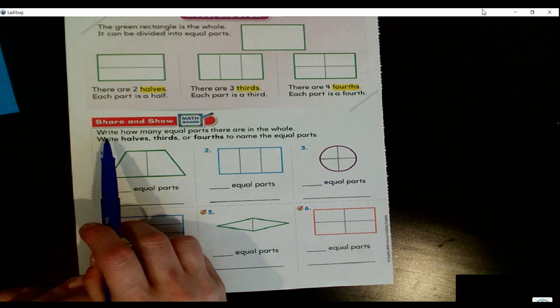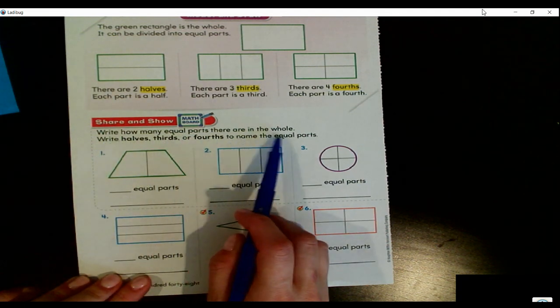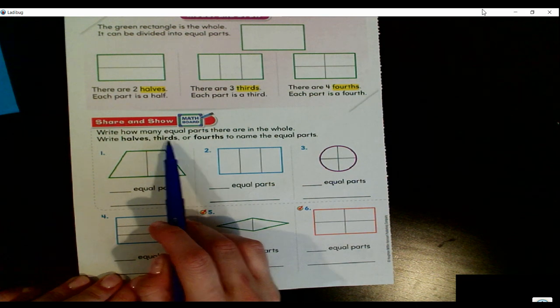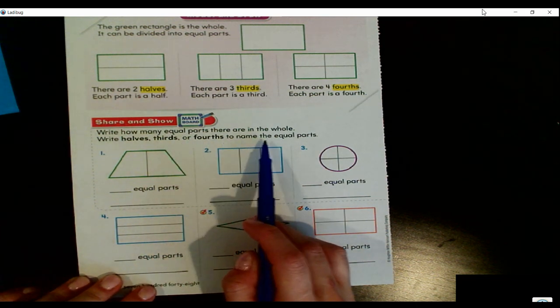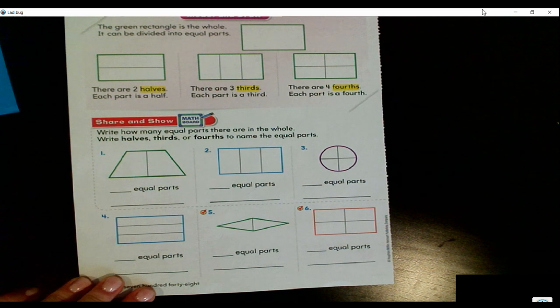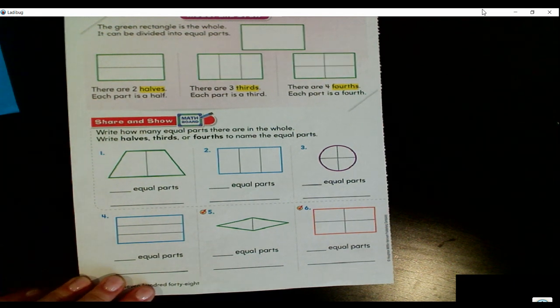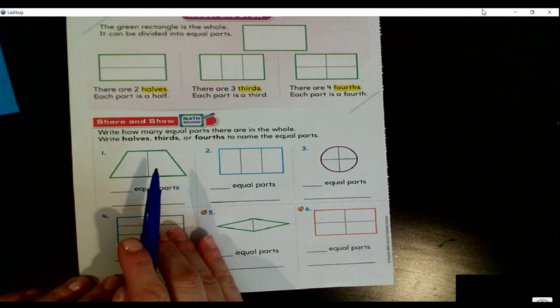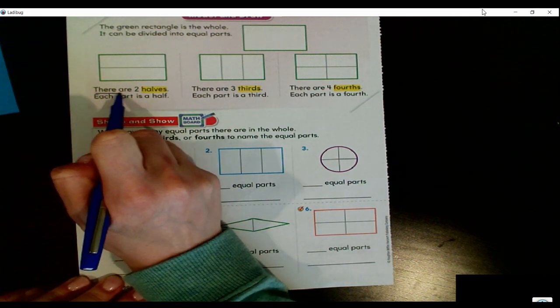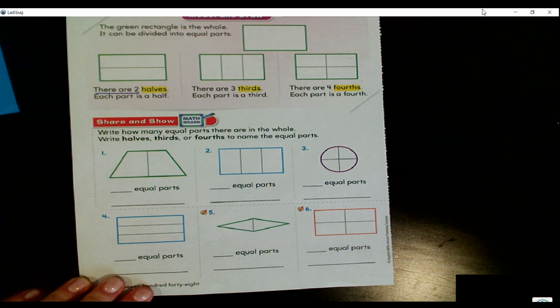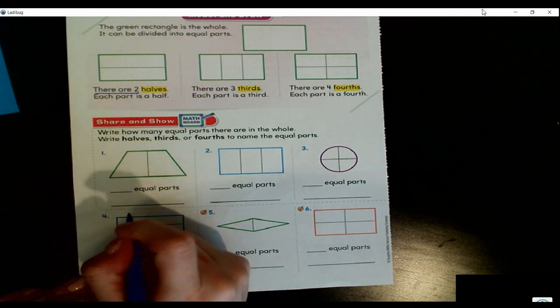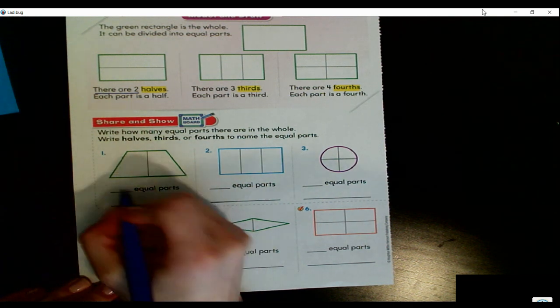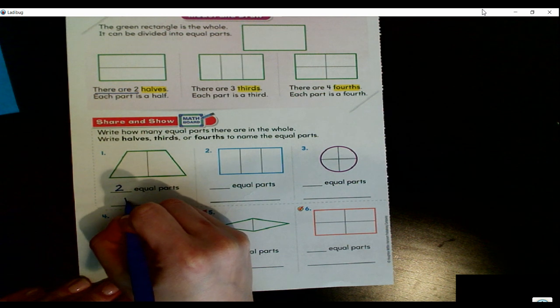It's telling me write how many equal parts there are in the whole, write halves, thirds, or fourths to name the equal parts. So they've already made equal parts for me. They're all equal and they're all fair. So I need to figure out how many's in each. Well, when I look at this one, I have 1, 2. Well, up here says there are 2 halves. Each part is a half, right? All they did was cut that in half. So I'm going to write halves, or 2 equal parts, and those are halves.